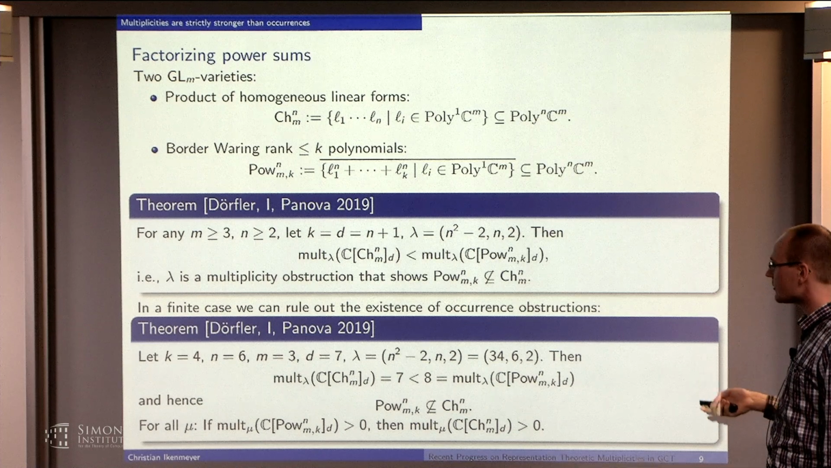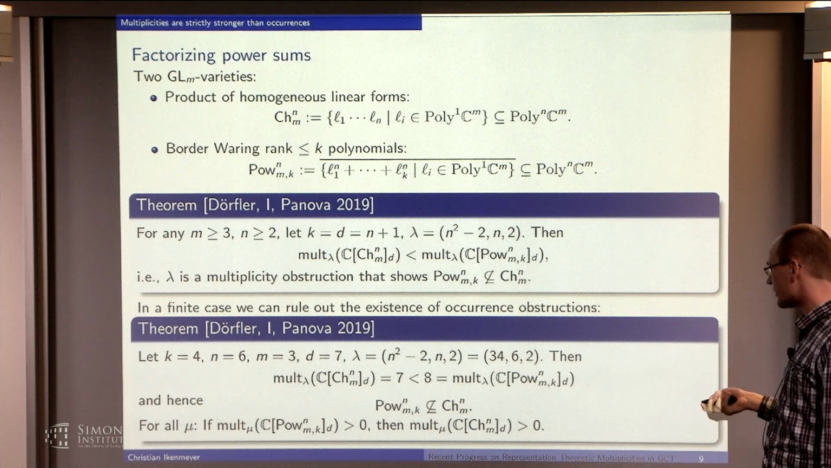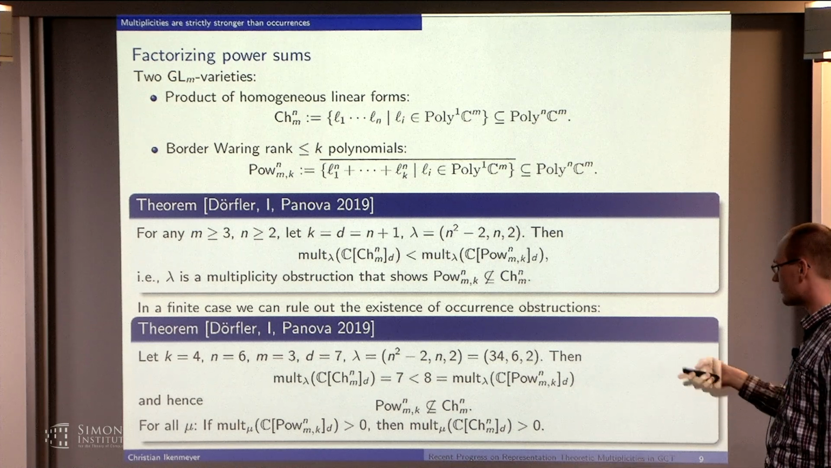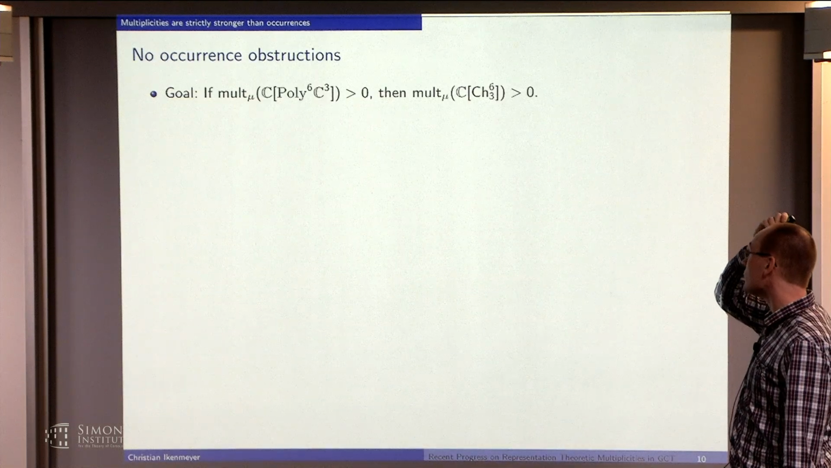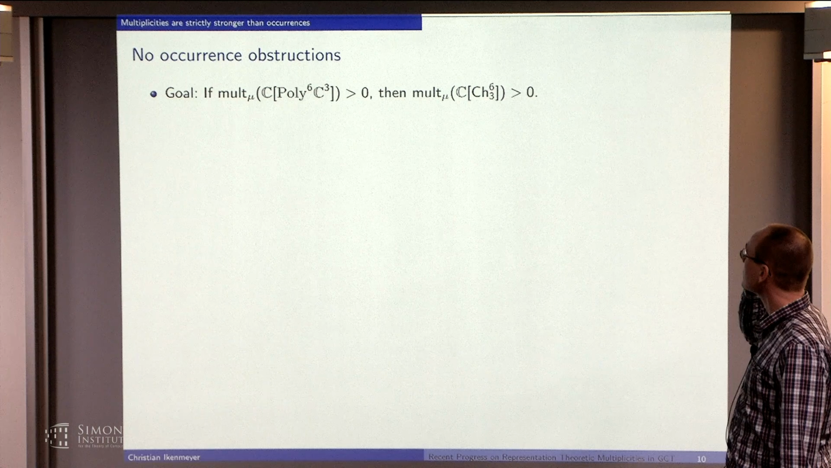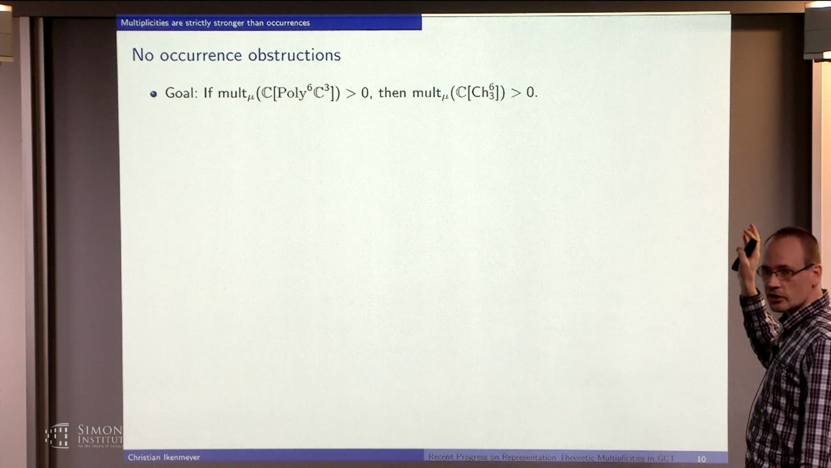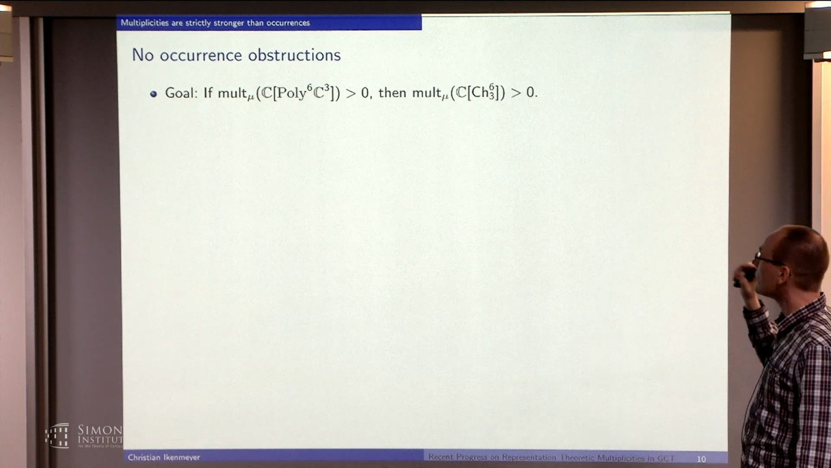And this was a significant computer calculation, so it actually required us to implement new algorithms, which I'll show you in a second. Okay, let me show you how we prove that there are no occurrence obstructions. This is now a finite setup, right? And I'd like to generalize this, but we don't know exactly yet how to do it.